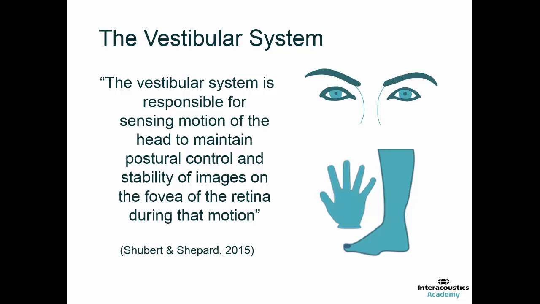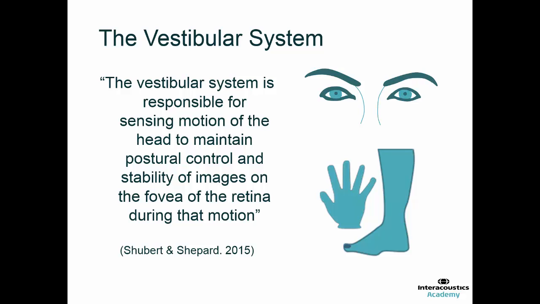When we think about the vestibular system and the way in which we assess it, it's always important to have at the forefront of our minds what exactly the vestibular system is responsible for and how we can measure its function. The vestibular system is responsible for sensing motion of the head to maintain postural control and stability of images on the fovea of the retina during that motion.